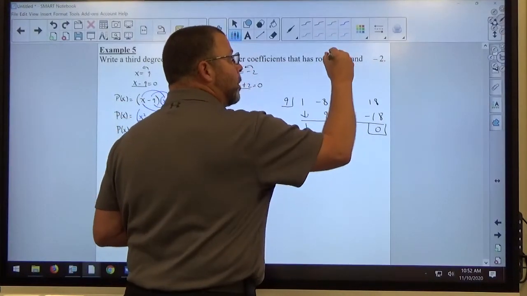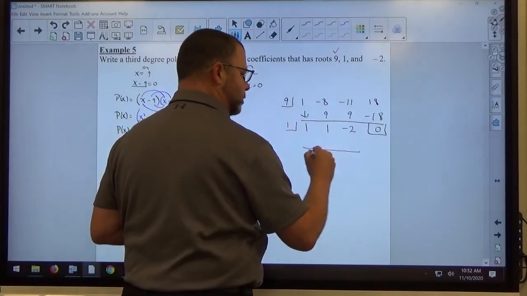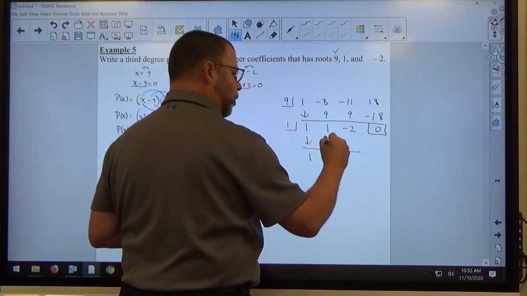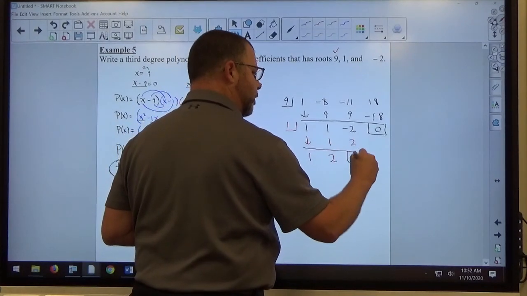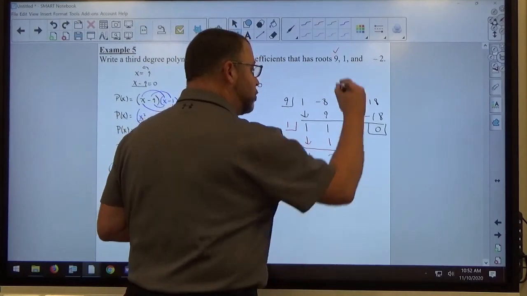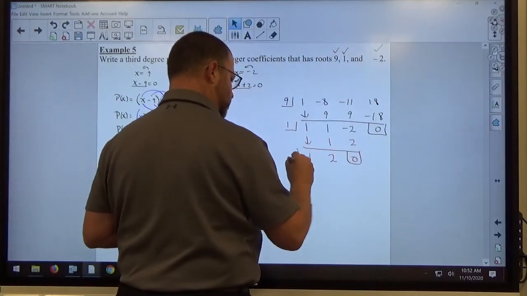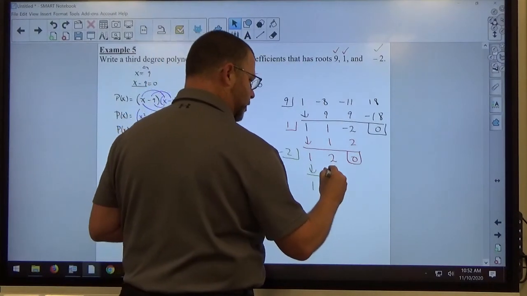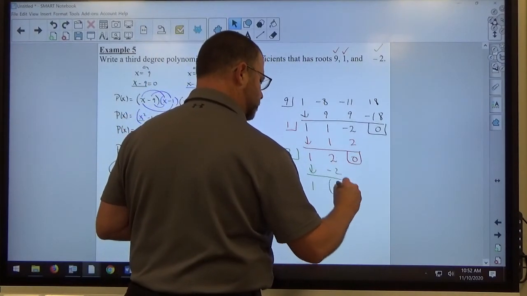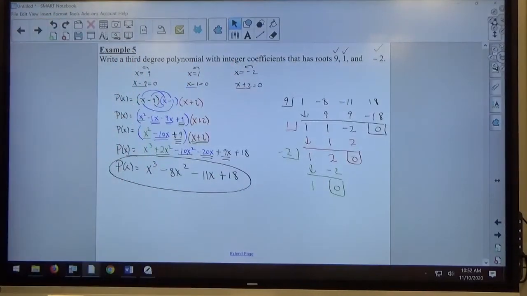Check. If I wanted to make sure 1 worked, at this point I got a reduced polynomial. I can just do 1 right here. Bring the 1 down. 1 times 1 is 1. 1 plus 1 is 2. 1 times 2 is 2. Negative 2 plus 2 is 0. Check. And then negative 2 should work. Negative 2 times 1 is negative 2. 2 minus 2 is 0. There you go. Remainder is 0 on all three, so that means all three are the right answer.